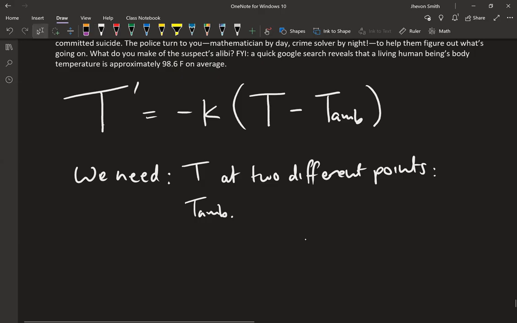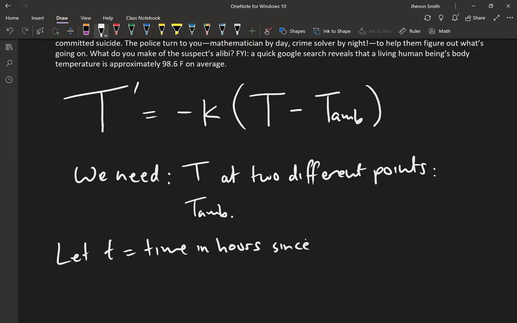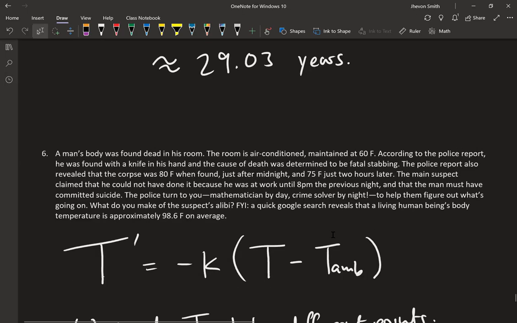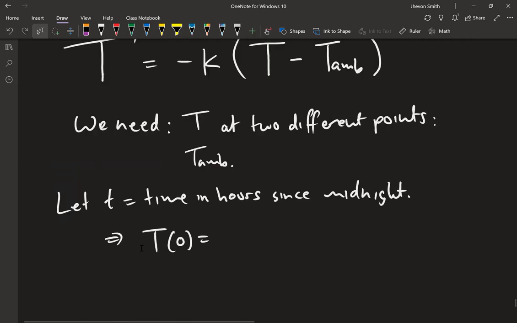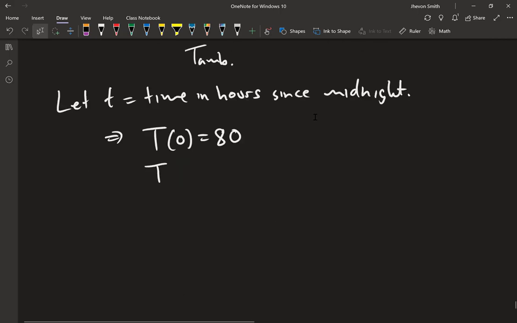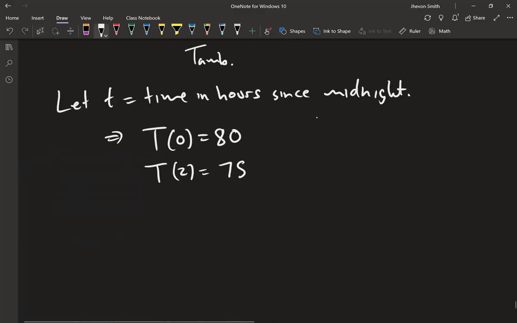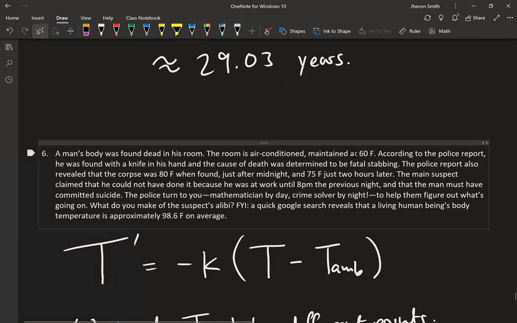So here what we know is that t equals the time, let's measure it in hours, since midnight. So that means we know what T of zero is. T of zero is the temperature at which the body was found, that's 80 degrees Fahrenheit. And it says 2 hours later, so T of two is going to be 75. So in that time, it dropped by 5 degrees Fahrenheit. We also know the surrounding temperature. This is 60 degrees Fahrenheit. Okay, that's written here.